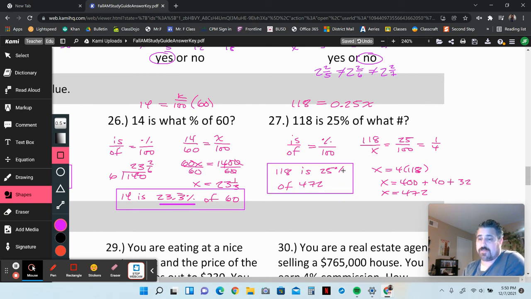Just cut it in half again. Half of 472 is 200 plus 36, so 236. Half of 236 is going to be 118, so I know it works. Yeah, it's perfect. So that is the correct answer. And that's what you'd input, right? 472.